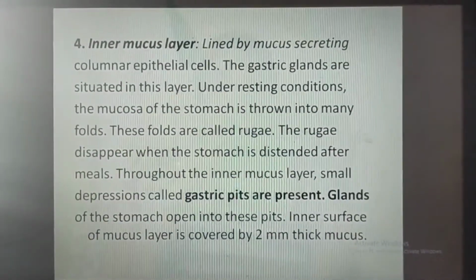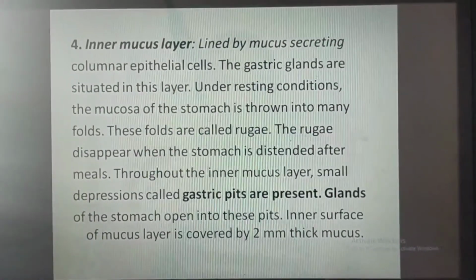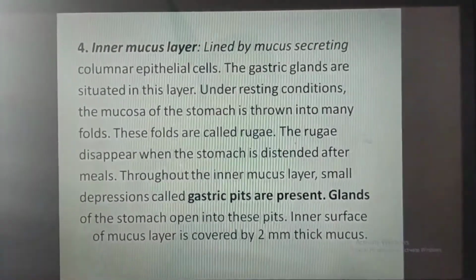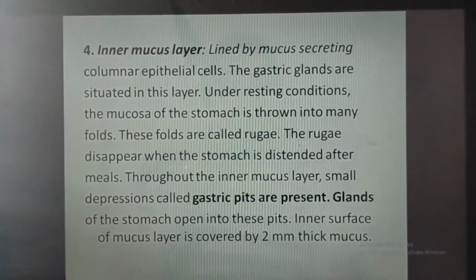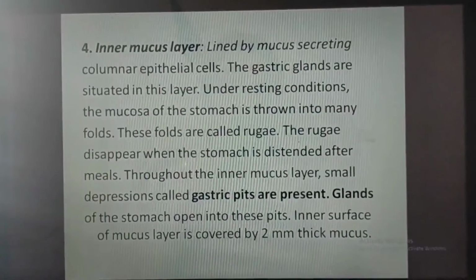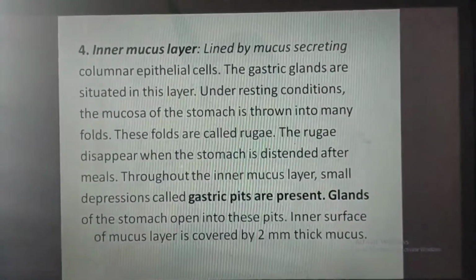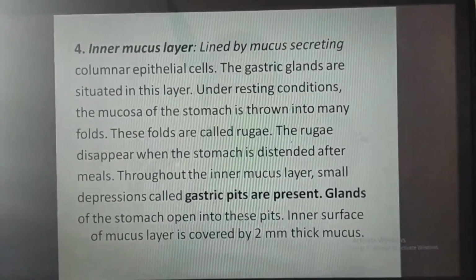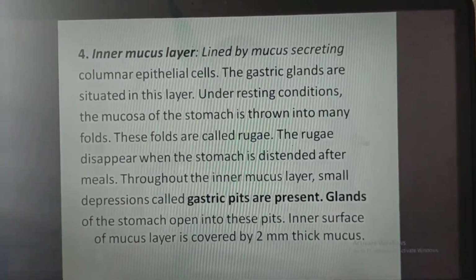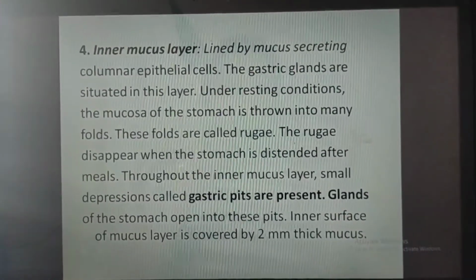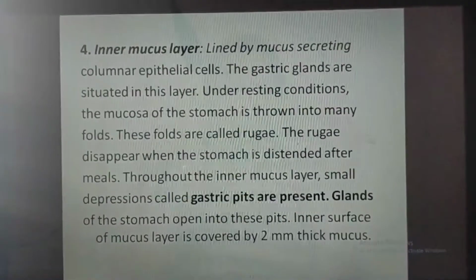Under resting conditions, the mucosa of the stomach is thrown into many folds. These folds are called rugae. The rugae disappear when the stomach is distended after meals. Throughout the inner mucous layer, small depressions called gastric pits are present. Glands of the stomach open into these pits. Inner surface of the mucous layer is covered by 2 mm thick mucus.